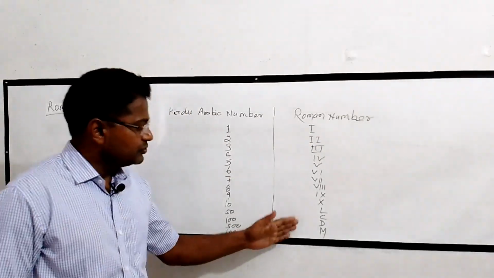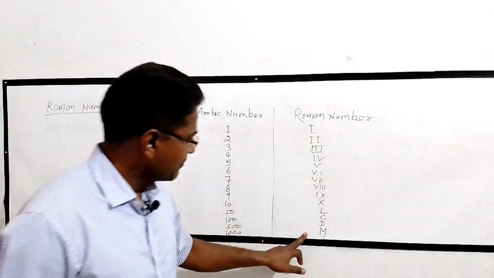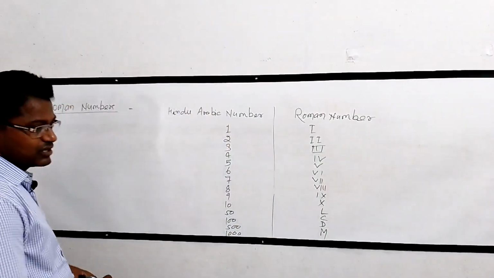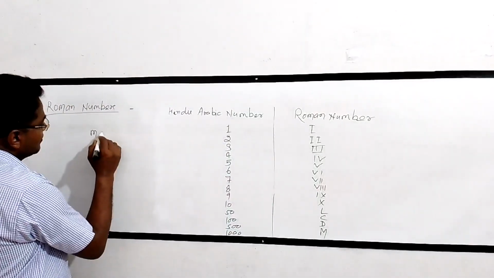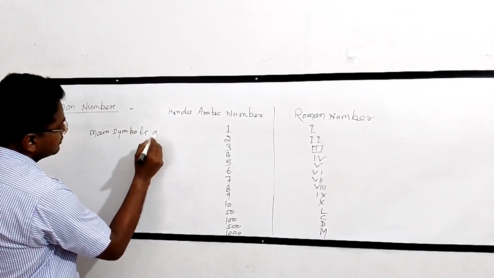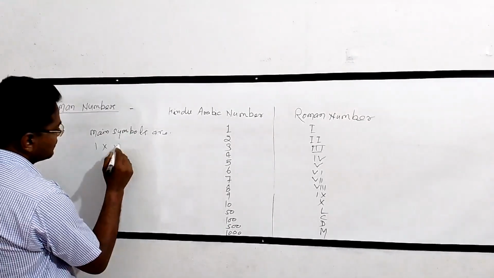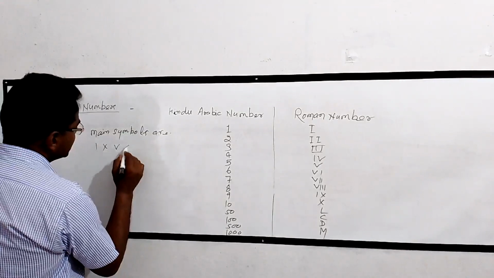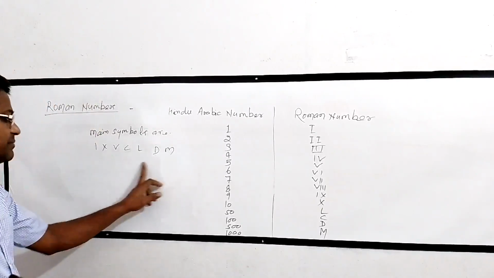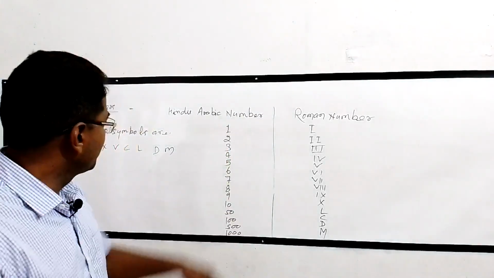So you can write down all the Roman numbers with the help of these basic numbers. The main symbols used in the Roman numbers are I, X, V, C, L, D, and M. These are the main symbols based on which you can make all the numbers in the Roman numbers.